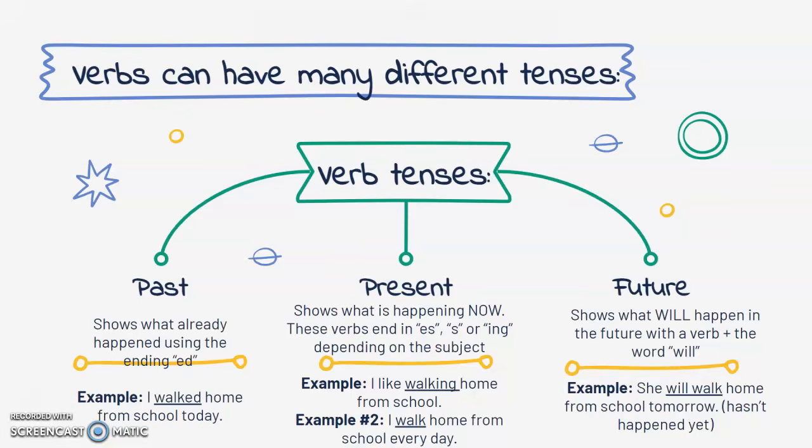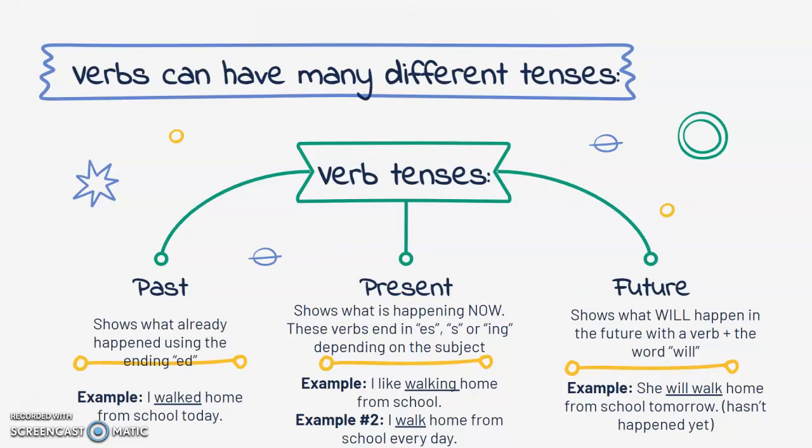For example, at the bottom it says I like walking home from school, which ends with -ing, and it's happening in the present. My example number 2 is I walk home from school every day. If it was she or he, then it would become walks: she walks home from school, or he walks home from school. But if it's I or they, we keep the word walk as just walk.